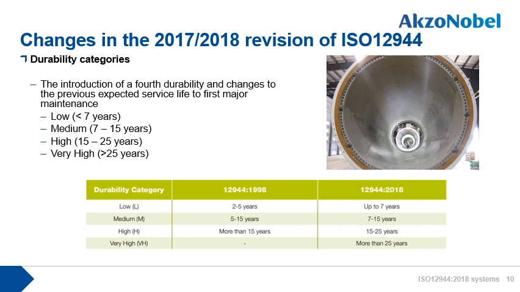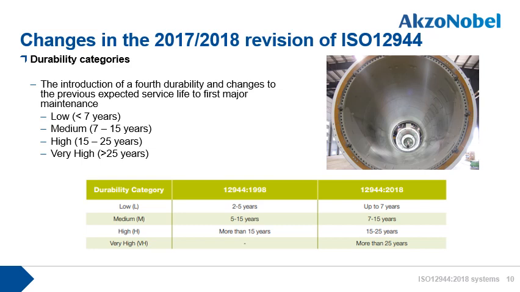In addition, there is a new category now of very high durability, which covers a design life of the coating system for over 25 years. This is in response to an increasing need from asset owners to extend asset life, in many cases over 25 years, and the new revision has catered to that. The table on this slide summarizes the different durability categories as per the previous revision and the current revision of the standard.